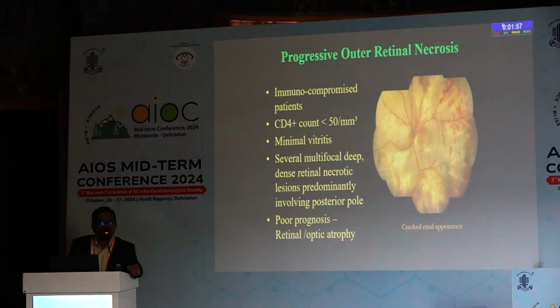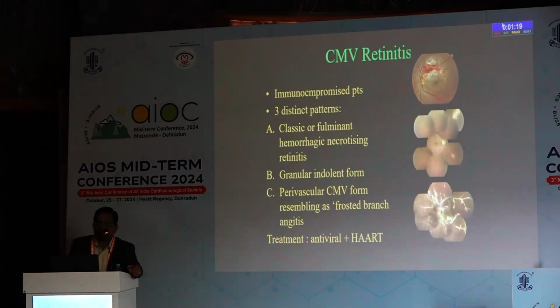The other manifestation of the herpes family is progressive outer retinal necrosis, which is usually seen in immunocompromised patients, particularly when the CD4 count is less than 50. There is no vitritis or minimal vitritis in these patients, because they are immunocompromised, and the lesions typically involve the posterior pole. They are multiple, multifocal, deep, dense necrotic lesions involving the major vascular arcade, giving a typical cracked mud appearance. The prognosis is really very poor despite using 2 antiviral drugs simultaneously, because of the retinal and optic atrophy.